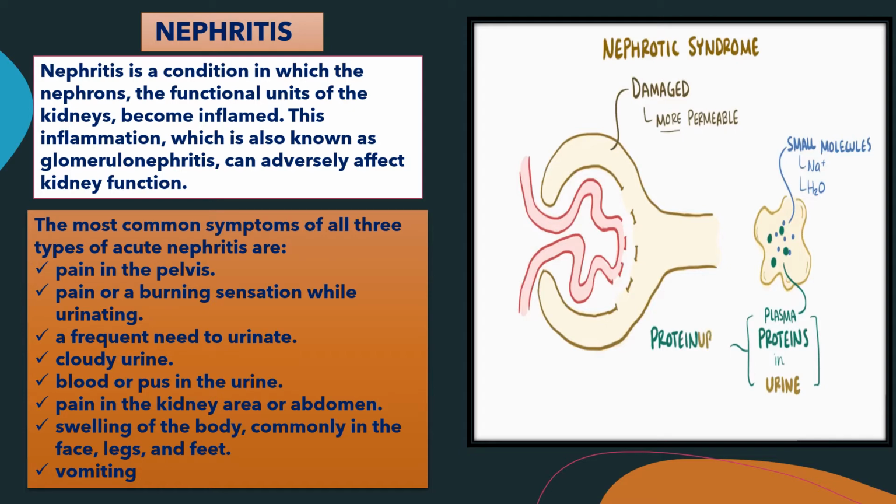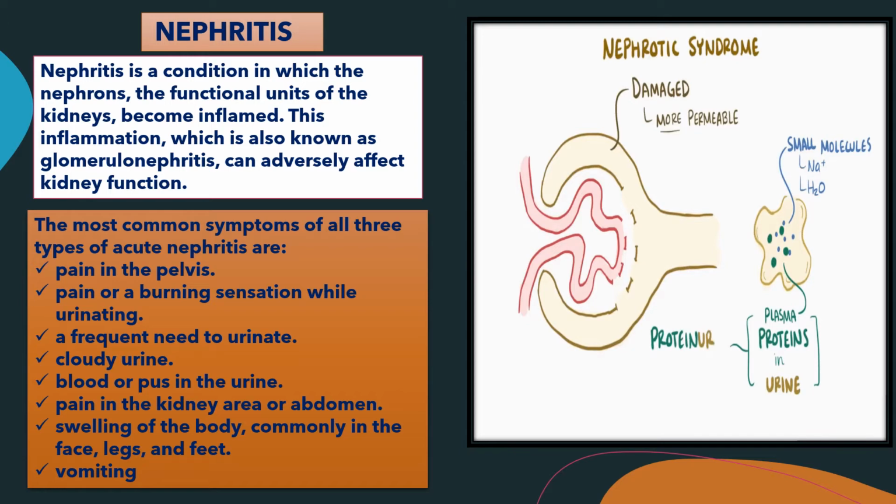The most common symptoms of all three types of acute nephritis are pain in the pelvis, pain or a burning sensation while urinating, a frequent need to urinate, cloudy urine, blood or pus in the urine, pain in the kidney area or abdomen, swelling of the body, commonly in the face, legs and feet, and vomiting.